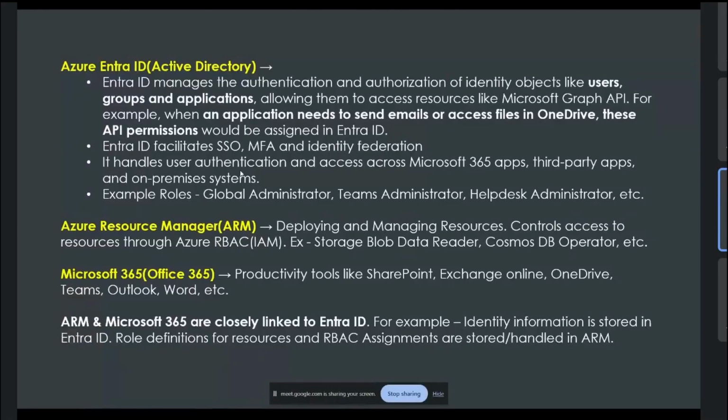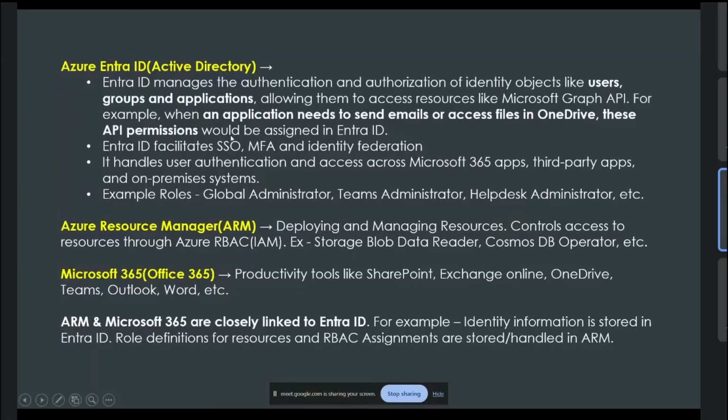Entra ID is specifically used for authenticating and authorizing users, applications, and other identity objects who try to access Azure itself, and then if they want to use some SaaS services offered as part of the Microsoft 365 suite, that authentication and authorization is also controlled by Entra ID. To give a very simple example, say we have an application and it wants to talk to Exchange, or you want to upload a file to OneDrive or SharePoint. Those API permissions to access OneDrive, SharePoint or Exchange are created within Entra ID.